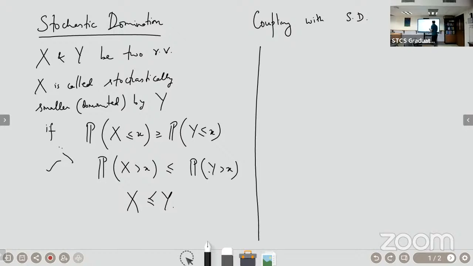Okay, now let's try to do the following. If X is stochastically dominated by Y, then equivalently there exists a coupling X hat, Y hat such that X hat is less than or equal to Y hat.